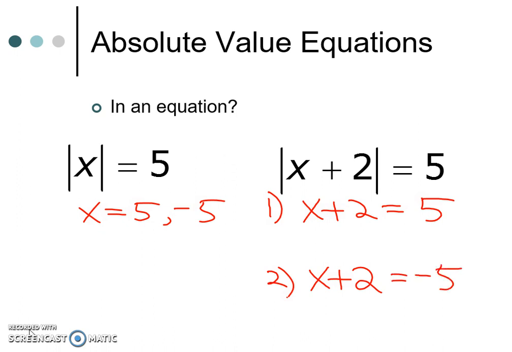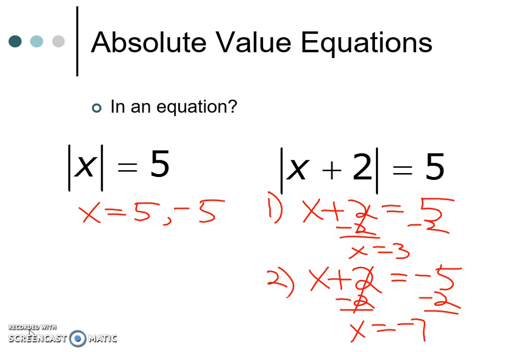So let's solve for the first one. Minus 2 on each side, x equals 3. Second setup, minus 2 on each side, x equals negative 7. So you have two answers for this, positive 3 and negative 7.